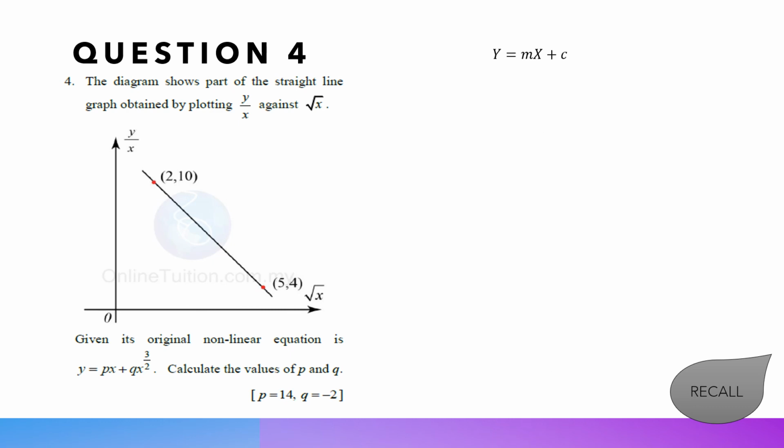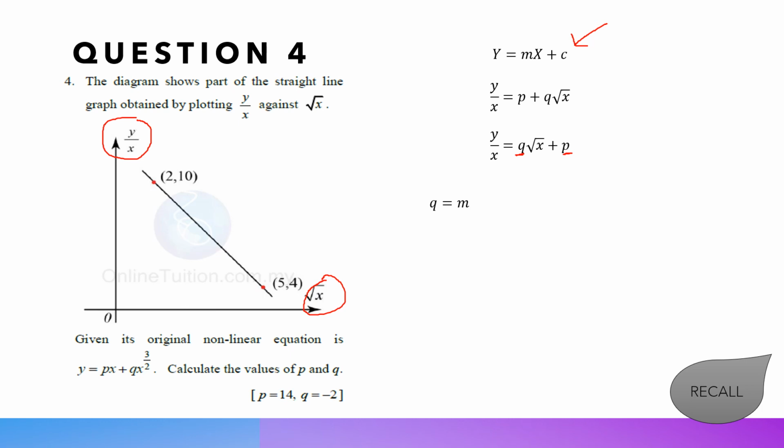Okay, and then you see now your capital Y is in this form, y over x, and your capital X is third x. Third x means square root x. Okay, so now you just substitute into this. So what you got is this. Now when you rearrange to make sure it is in this form, your Q is actually M, and your P is actually C.